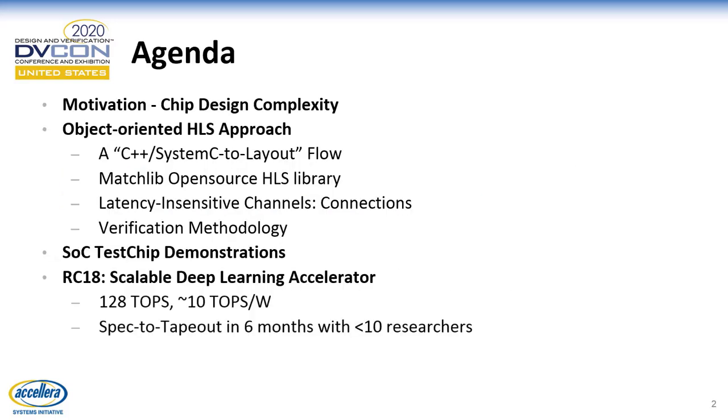So this is the brief agenda for this talk. I'll briefly start from the motivation, describing the chip design complexity, and then I will talk about our object-oriented high-level synthesis approach. There are 4 key aspects that I would like to cover: our C++ and SystemC to layout flow, and I'll talk briefly about our MatchLib open source high-level synthesis library.